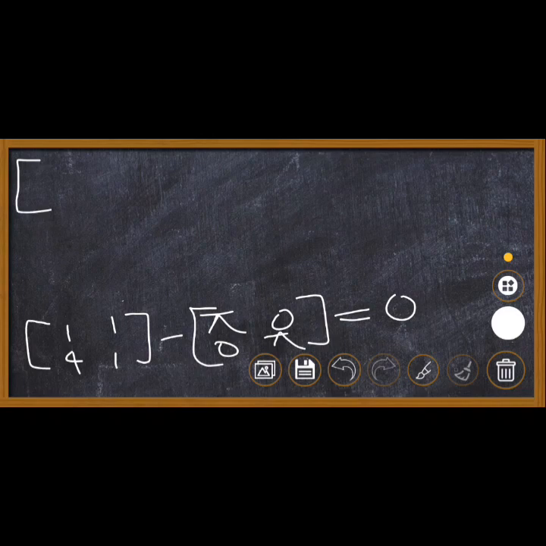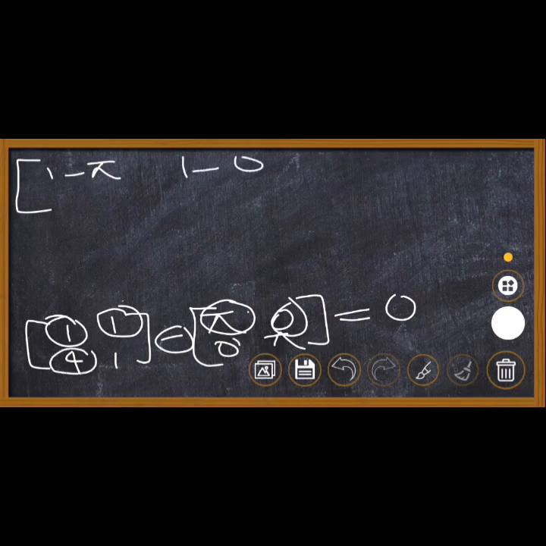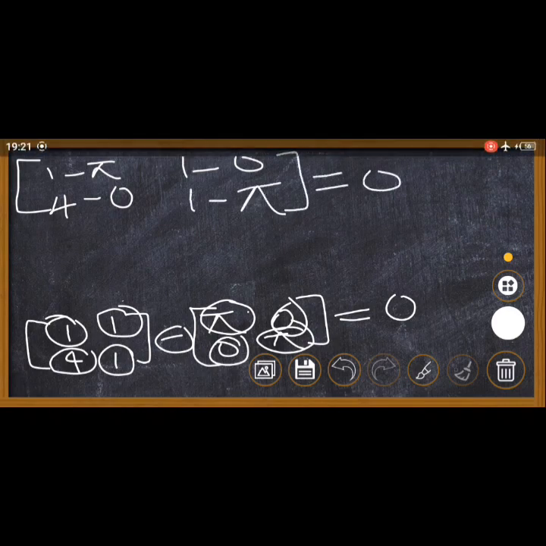Now, remember, we always subtract according to the position. So you subtract 1 with pi here. Remember, we have minus, so it's 1 minus pi. Then you have 1 minus 0. Then you have 4 minus 0. Then you have 1 minus pi. And then you have 1 minus pi. All of these equal to 0. So let's also simplify this further.